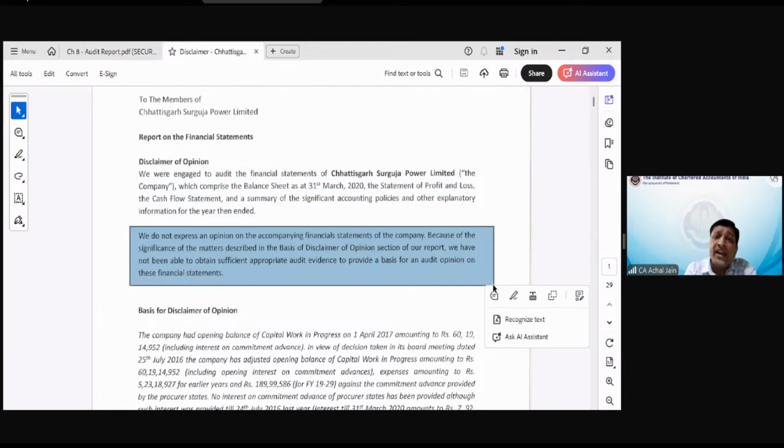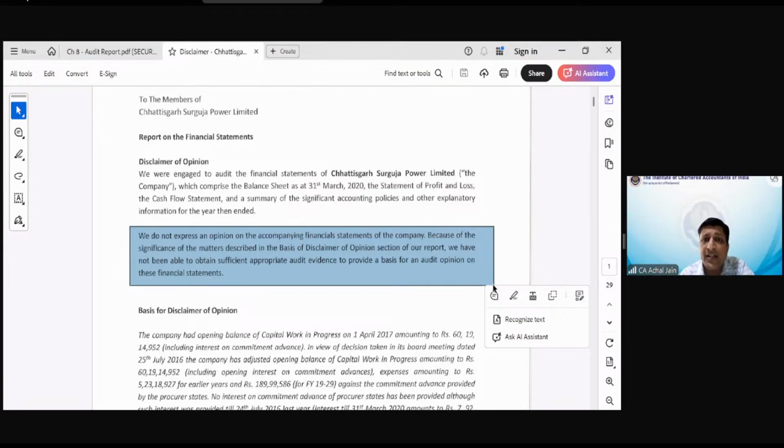Further, if you go to the next para, there again you see a significant change. In the qualified as well as adverse opinion, even though there were significant problems, the auditor was giving an opinion. He was saying we provide an opinion: true and fair view except for, or do not provide a true and fair view. But now the auditor says we do not express an opinion. So can you see the change in language?